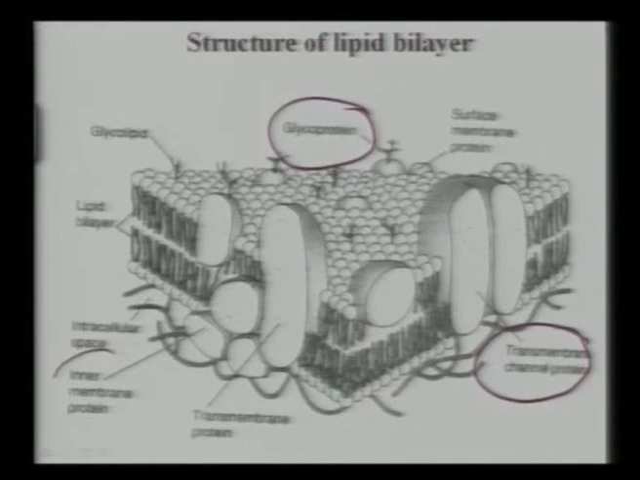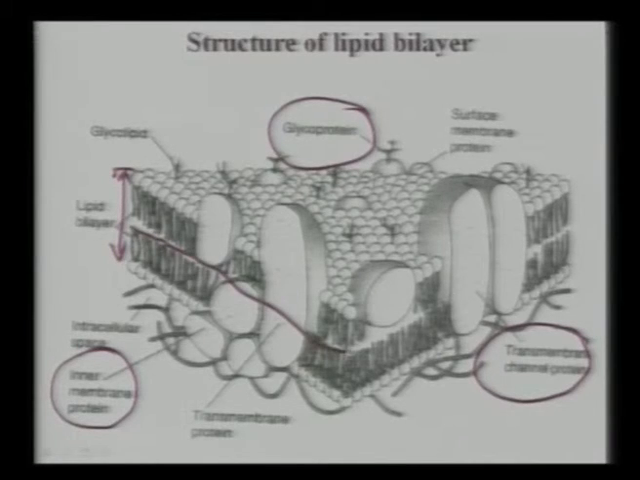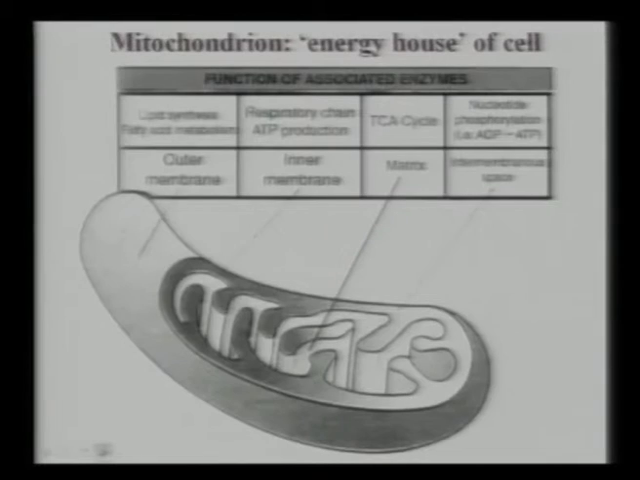Then you have the inner membrane protein, and this is called the lipid bilayer. Bilayer means, as the name suggests, it has two layers. It is composed of two layers: one is the top layer, one is the bottom layer, and each layer contains a number of different types of protein molecules.